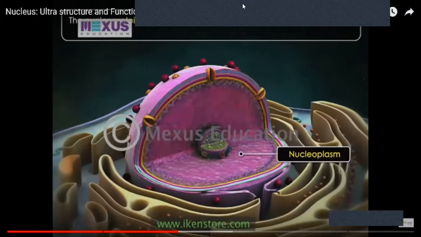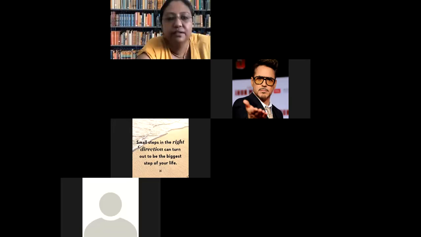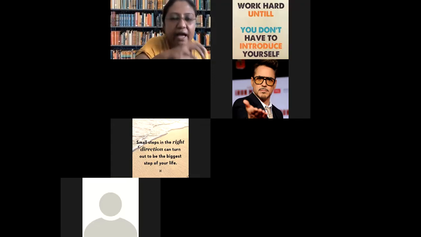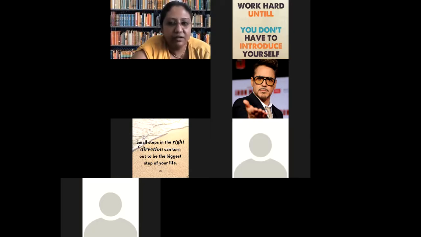Have you ever wondered which cell organelle is responsible for the synthesis of protein in the cell? Ribosome. Very good. Where is it located? Tell me. In the cytoplasm. Okay. And who will guide these ribosomes to produce protein? Who will give guidance to the molecules to produce protein? mRNA. But ultimately, mRNA is produced from what? RNA.